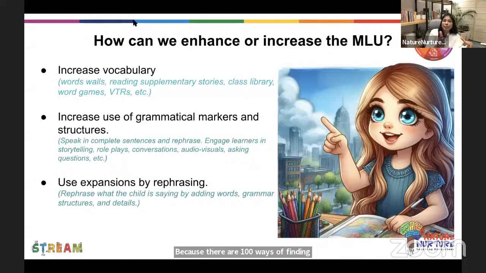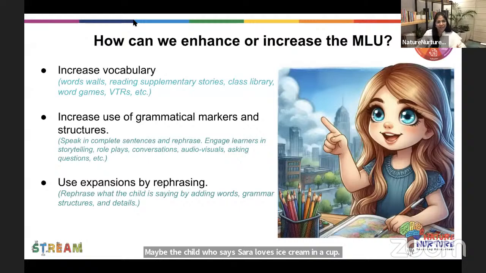So you need to engage them in storytelling, role plays, conversations, audiovisuals, and asking a lot of questions. How do you expand their MLUs? By helping them rephrase by adding words and grammar structures. Like if the child said, "I love ice cream," probably you can add, "Sarah loves ice cream." Then maybe the child who says "Sarah loves ice cream," we add "in a cup." Maybe the child who says "Sarah loves ice cream in a cup," we add 2 more words for that child.